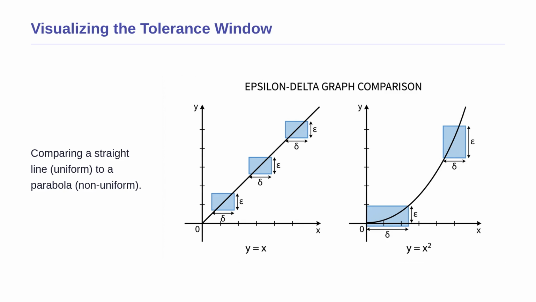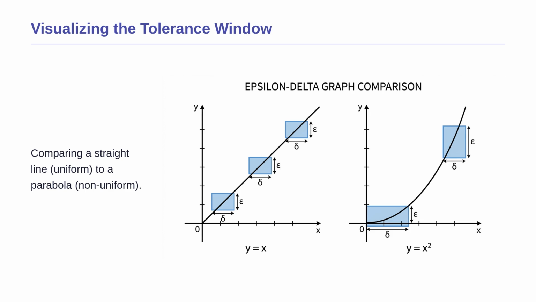On the left side of this diagram, we have a straight line with a constant slope. Notice how a box of fixed width delta and height epsilon can slide anywhere along the line, and the function never escapes through the top or bottom. This is uniform continuity in action.